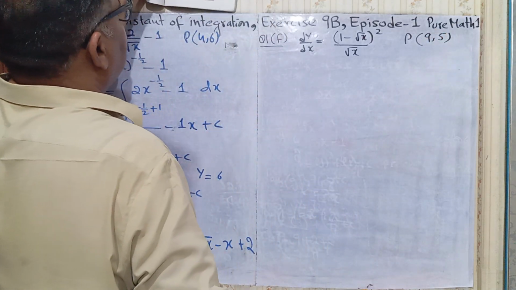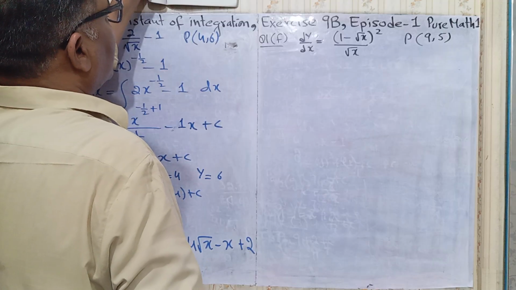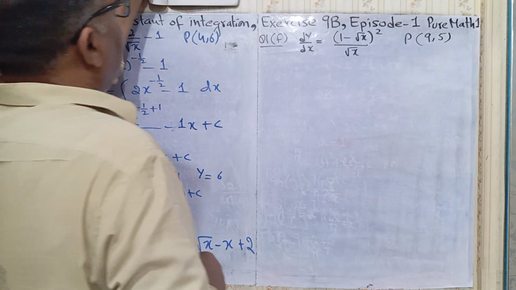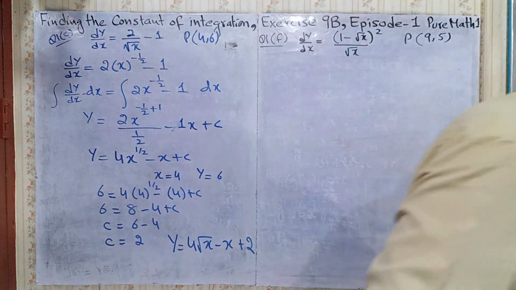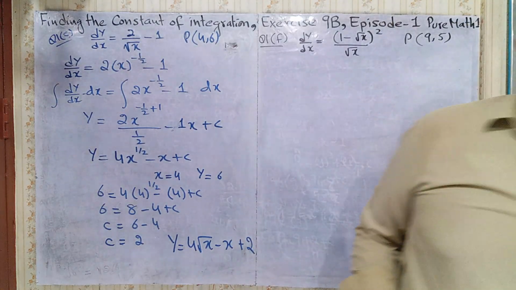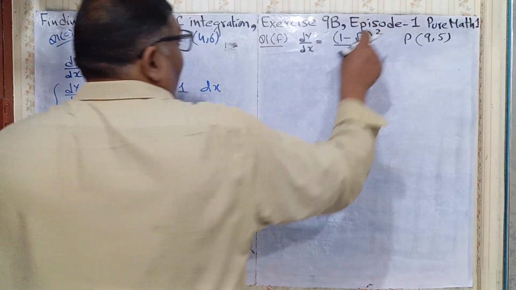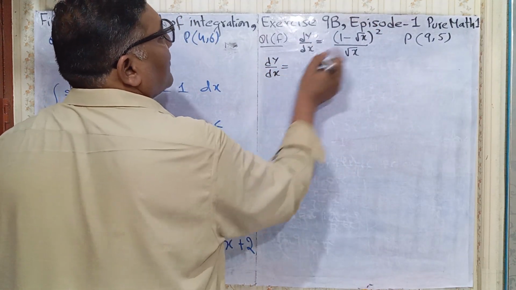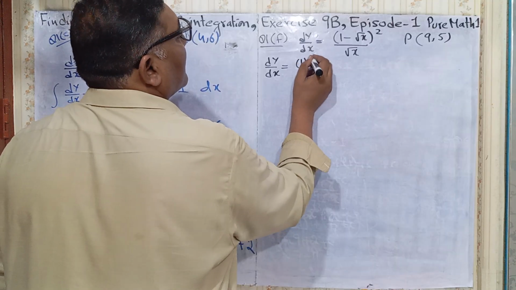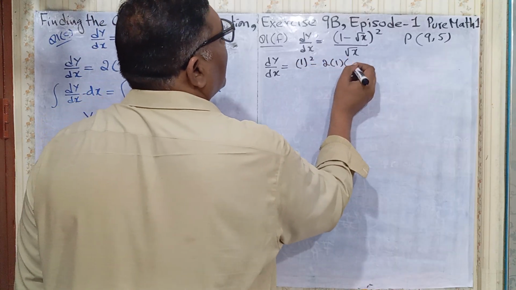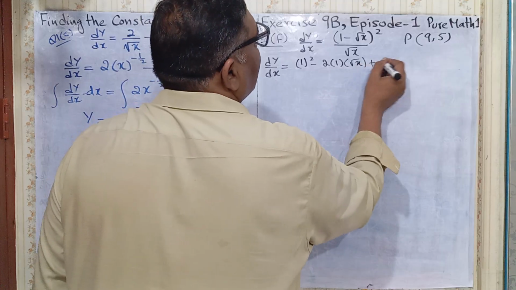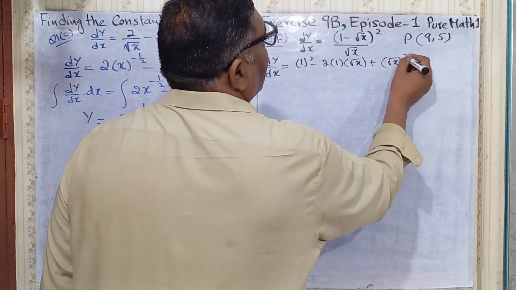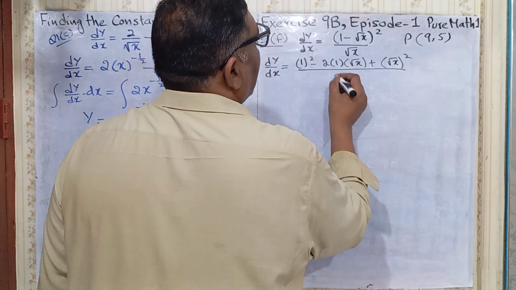dy/dx is (1 minus under root x) whole square divided by under root x. First of all, I will simplify this expression a little bit. Here you have a whole square, so dy/dx will be equal to, when you take the square, 1 squared minus 2 into 1 into under root x plus under root x squared, divided by under root x.